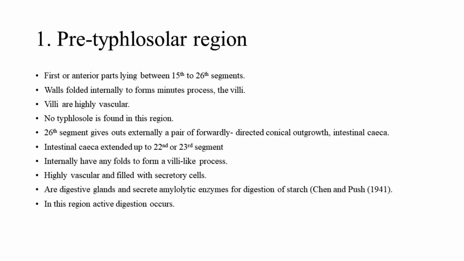The 26th segment gives out externally a pair of forwardly directed conical outgrowths, the intestinal ceca. Intestinal ceca extend up to the 22nd or 23rd segment. Internally they have folds to form villi-like processes. Highly vascular and filled with secretory cells. They are digestive glands and secrete amylolytic enzymes for digestion of starch, Chen and Push, 1941. In this region active digestion occurs.